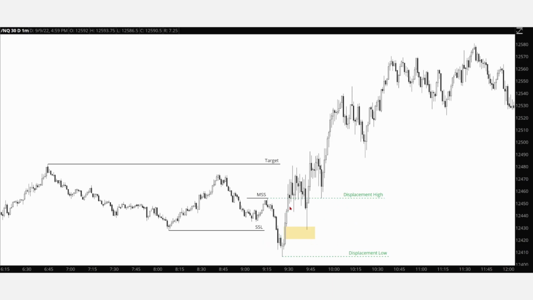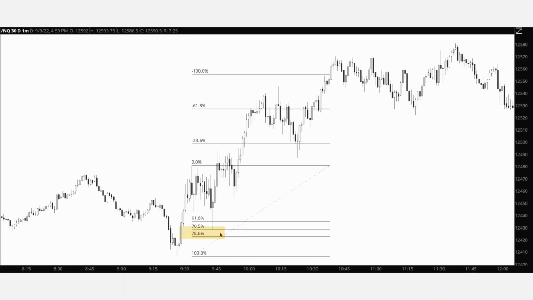So this could be taken long if you have some higher time frame objectives in mind, or you could wait until this fair value gap is traded into to target these highs. And if you watch my video on optimal trade entries, you might recognize this as an OTE. And in this case, price did take the 70.5 retracement level exactly before taking off and seeing all these higher time frame targets, including the measured move of this entire first range.